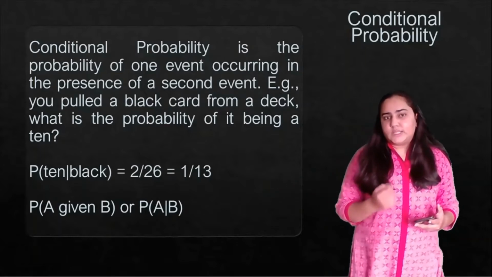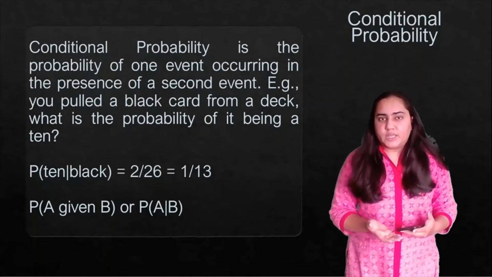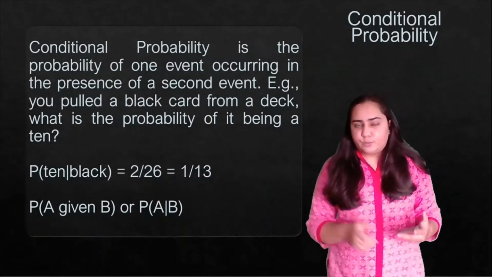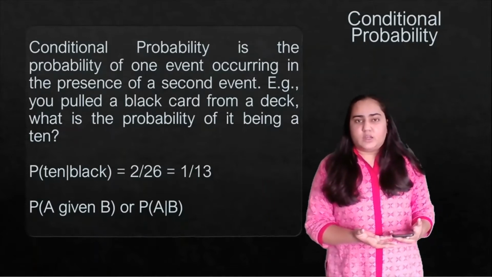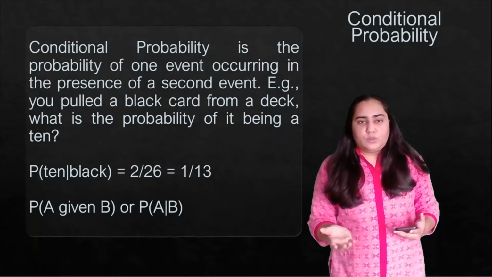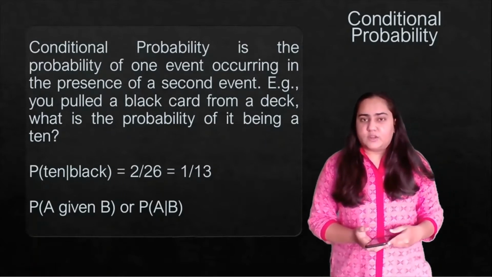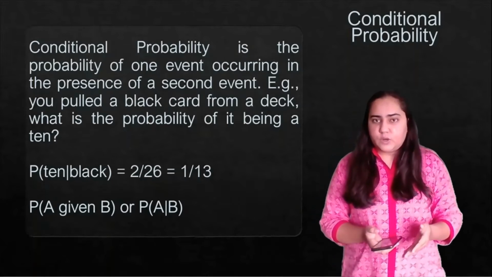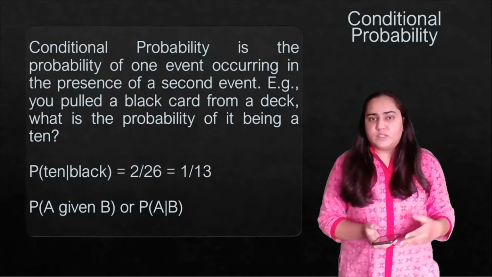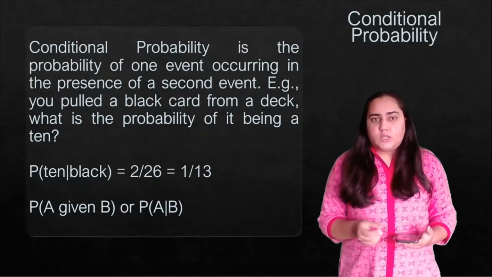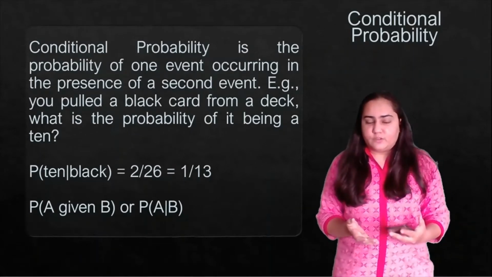So in this case, this is slightly different because we are already told that this card is going to be a black card. You picked a black card. Now what is the probability that this card is going to be a 10? To do this, first we have to find out how many black cards there are in a deck. There are 52 cards in a deck. Out of those, 50% are black, 50% are red, which means there are 26 black cards. So we are not going to calculate probability out of 52, but out of 26.